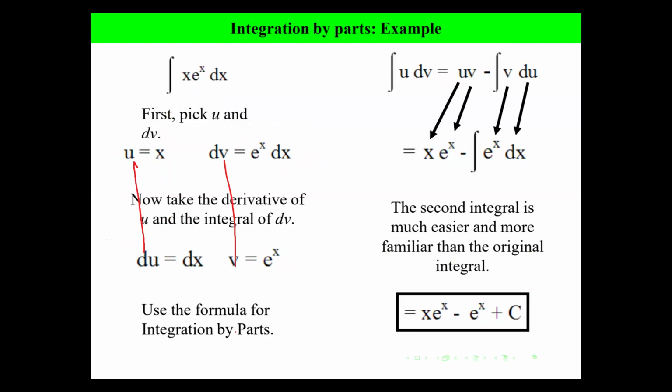So just to replace here, the integral of u dv is equal to, on the right-hand side, what is our u? Put u. Then put our v, minus the integral of v, du. What is our du? Du is equal to dx.